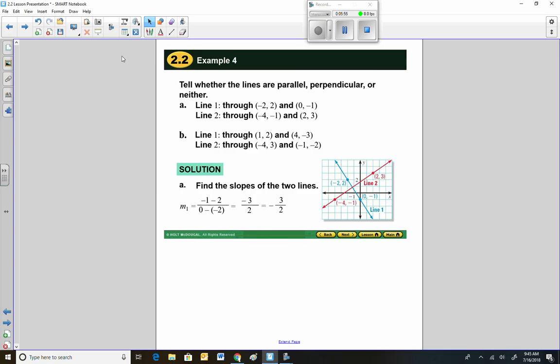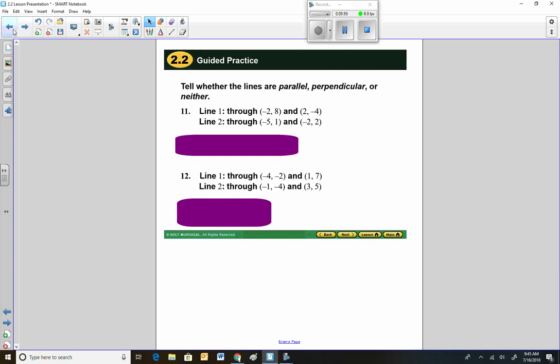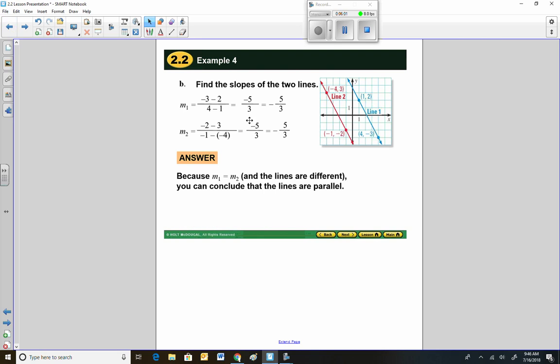So let's take a look at the next question. Let's try part B. Oops, sorry. Part B, if we actually find the slopes of those two lines, they're negative 5/3 and negative 5/3. They have the exact same slope, so they are parallel lines.